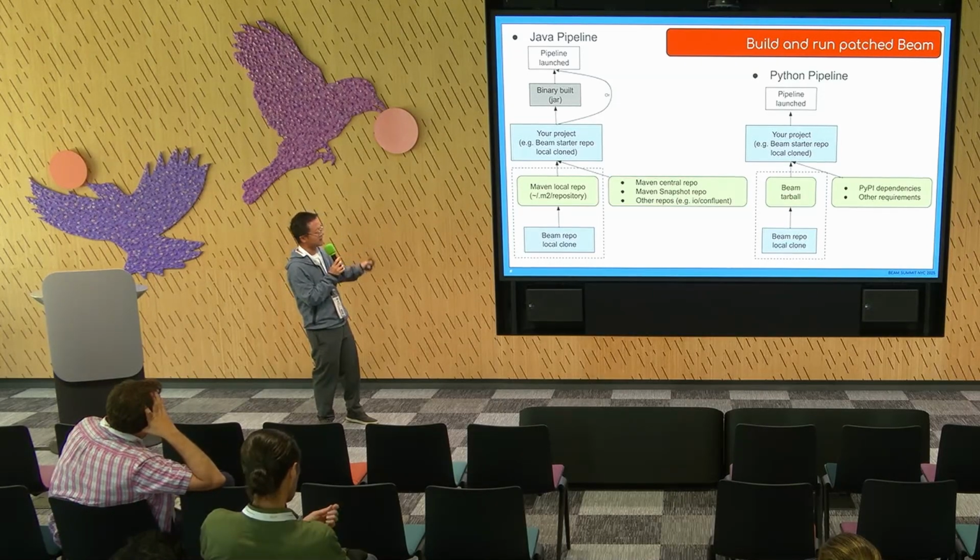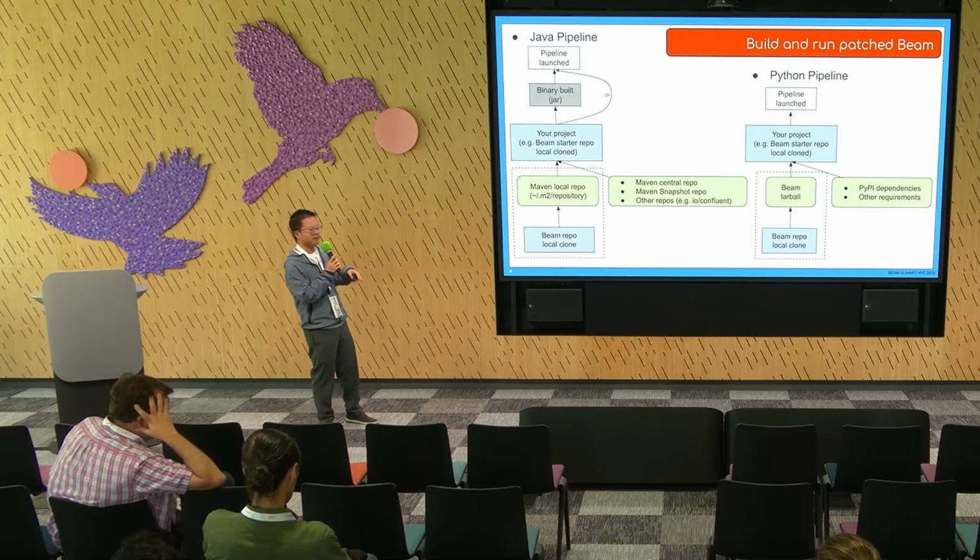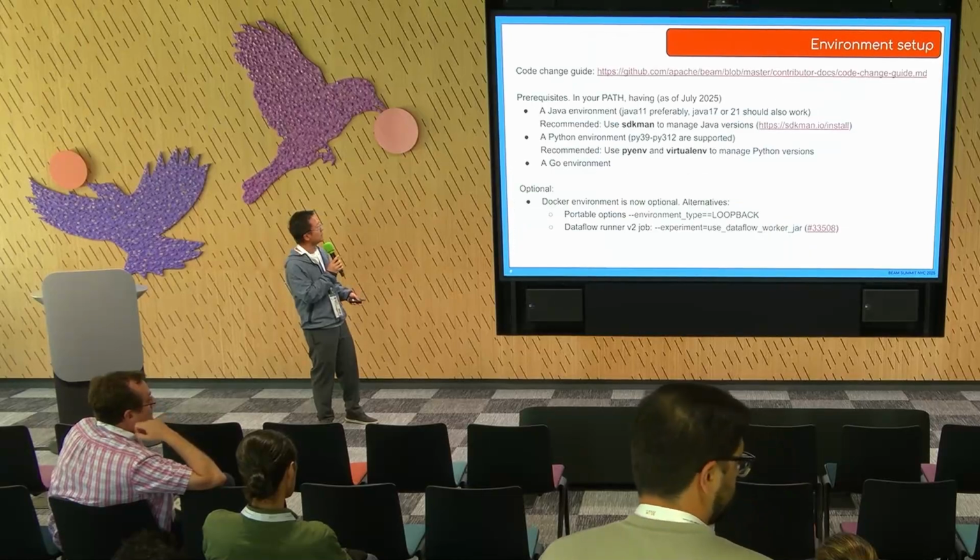This is the overall picture. Similar for a Python pipeline, the dependency comes from PyPI. For released Beam, Apache Beam is also published to PyPI. But if you want to change Python, you can build a Python tarball on top of the Beam repo's local clone and use it as a dependency of your project. And the remaining is pretty much the same.